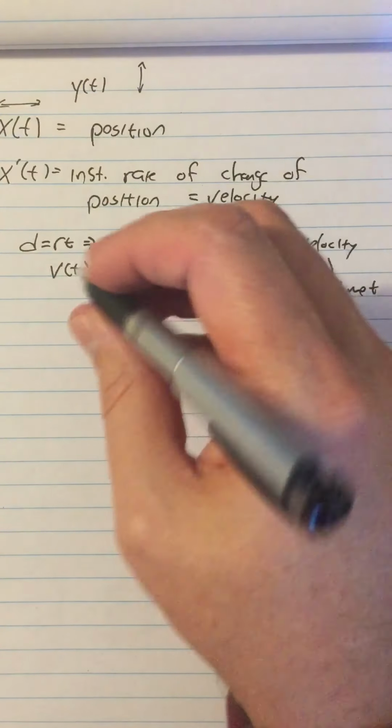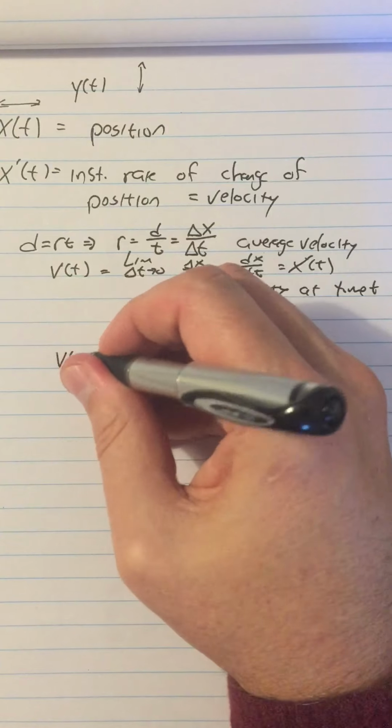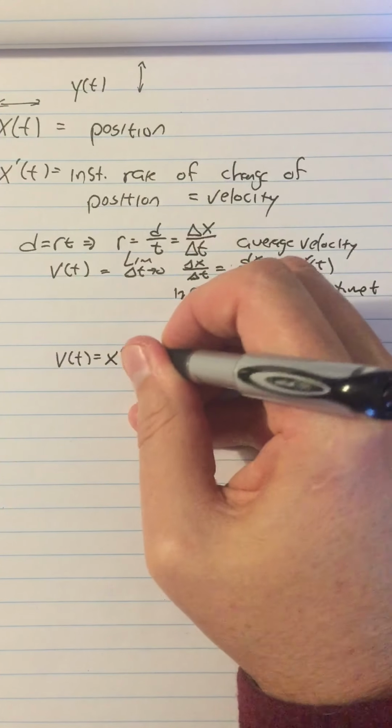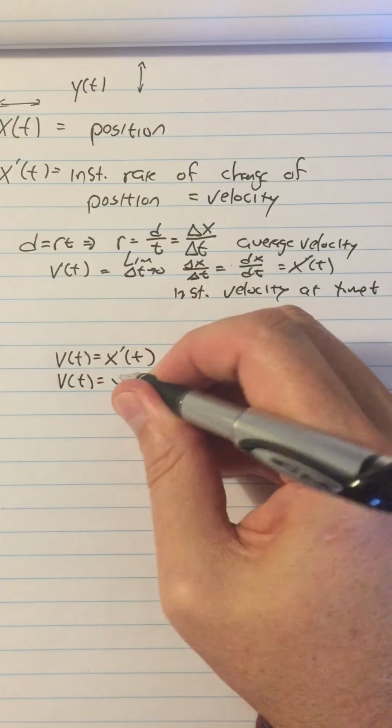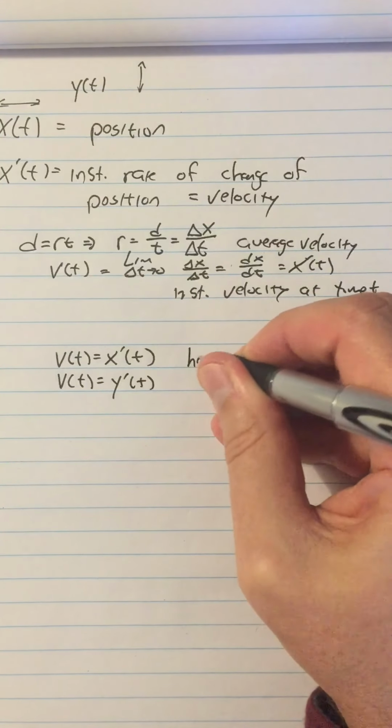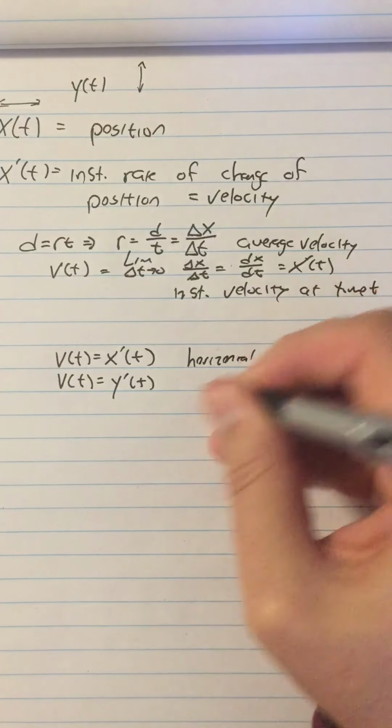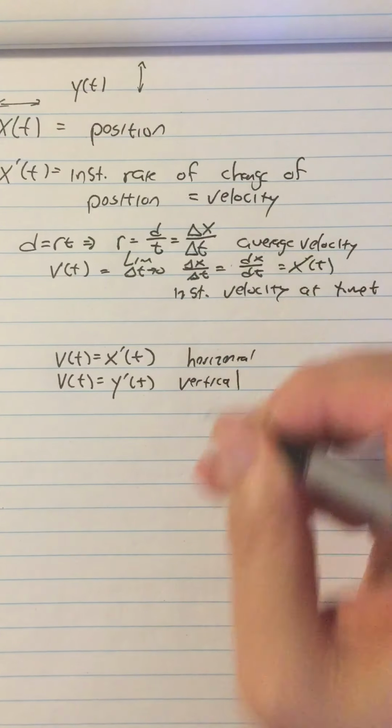So armed with this idea that v of t is equal to x prime of t, or if we have something that's vertical, v of t is equal to y prime of t. This is something moving horizontally. This is something moving vertically, right?